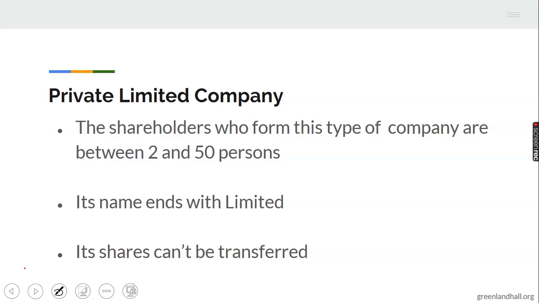What do you understand by private limited company? When we say private limited liability company, this is the type of company that is formed by a group of people who are between 2 and 50. So these people come together, contribute its capital, and then establish this type of company. So we refer to it as a private limited company.